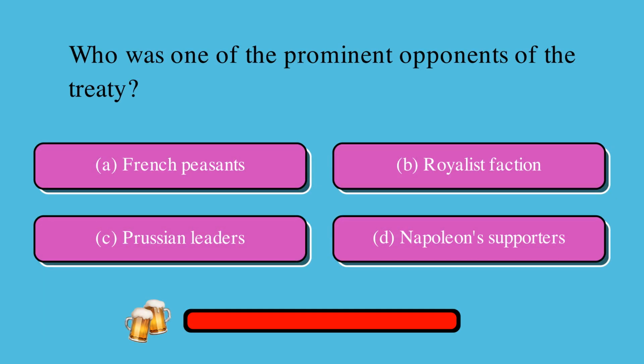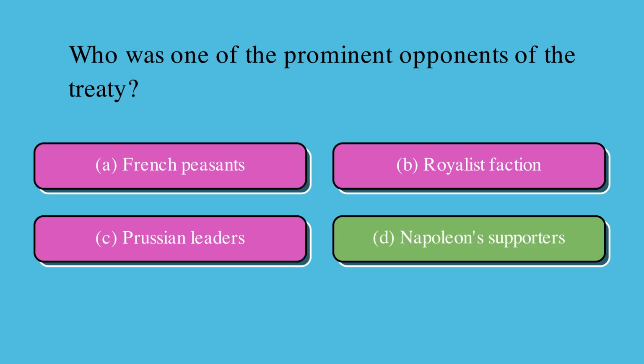Who was one of the prominent opponents of the treaty? Is it A. French peasants, B. royalist faction, C. Prussian leaders, or D. Napoleon's supporters? The correct answer is D. Napoleon's supporters.